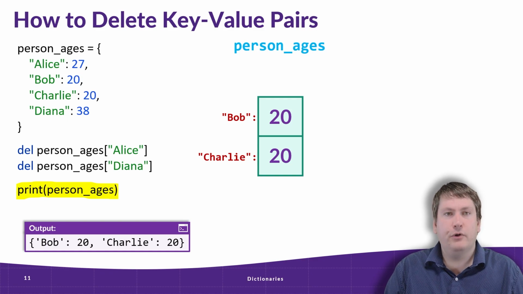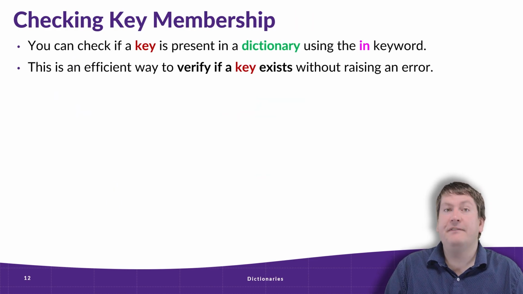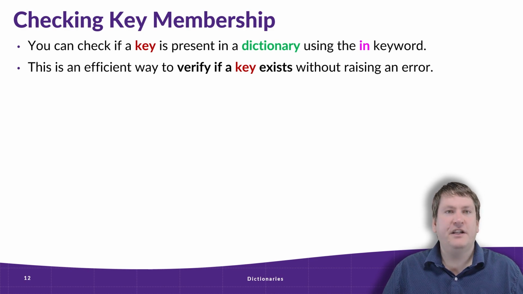So in more complex programs, you definitely want to check if the key exists before you delete it. If it doesn't exist and you try to delete it, you're going to get a key value error. So how do you check if a key exists? Well, you may have guessed it already, but it's again with the in keyword. And we saw this with both strings and lists, except with a dictionary, it doesn't check if a value exists in the dictionary, it checks if a key exists in a dictionary.